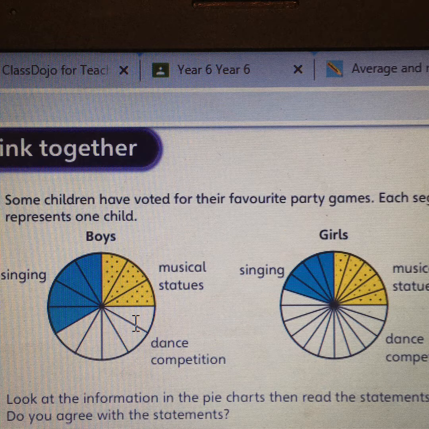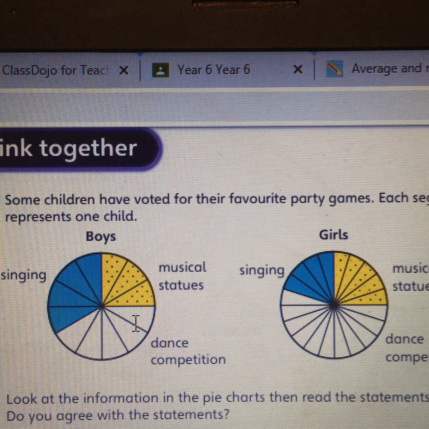Right, question then. Is it true that the same number of boys and girls like musical statues? Is that true or false? Well, for musical statues, we were looking at the yellow part, and it shows me that there were 3 segments coloured in. So that was 3 boys that like musical statues. And on the girls, it was 5 girls that like musical statues. So actually that's false because more girls liked it than boys.